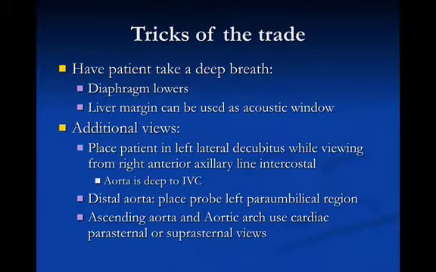Some tricks that you can use include having the patient take a deep breath, which lowers the diaphragm, and the liver can be used as an acoustic window. Additionally, you can place the patient in left lateral decubitus while viewing the aorta from the right anterior axillary line, intercostal, and you will see the aorta deep to the inferior vena cava. For the distal aorta, you know that it's going to bifurcate somewhere around the umbilicus, so you can put it just left of the periumbilical region, and sometimes this helps get rid of bowel gas.